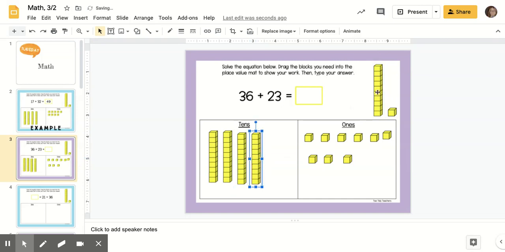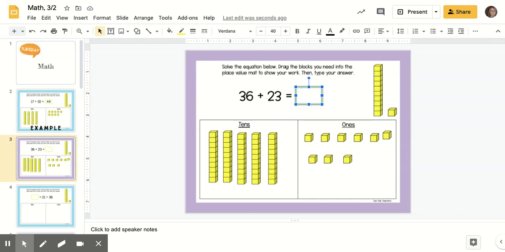So there's 1 and 2. Excellent. Now I can take a look and see what my answer is going to be. So I have 10, 20, 30, 40, 50. Or I have 1, 2, 3, 4, 5 tens. So I can go up here and click on my answer box and I can type in 5. I have 5 tens. Now let me check my ones.